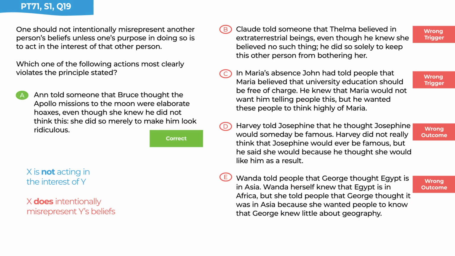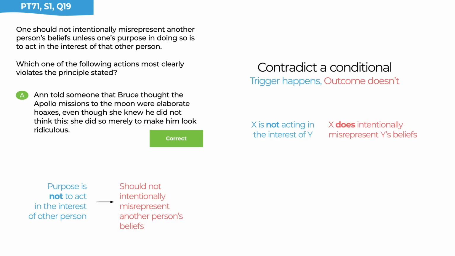We were trying to violate a principle. We knew we'd be getting a conditional rule, and we know that violating or contradicting a conditional means that you establish the trigger is happening, but then say the outcome isn't. So we picked an answer where somebody was not acting in the interest of someone else and was just trying to make Bruce look silly. And she did intentionally misrepresent his beliefs. She told people that he thinks the moon landing is a hoax, even though she knows he doesn't actually think that.